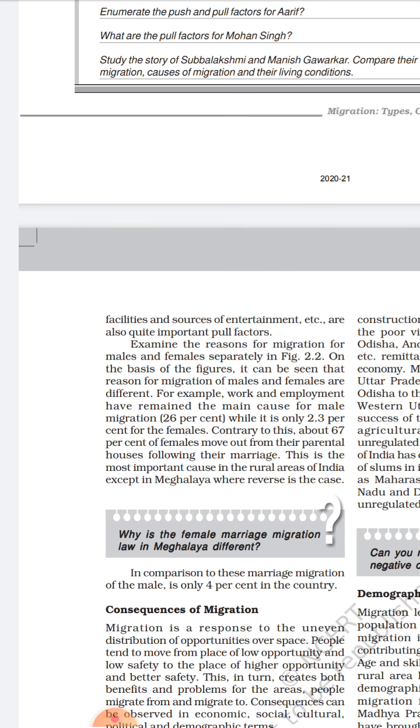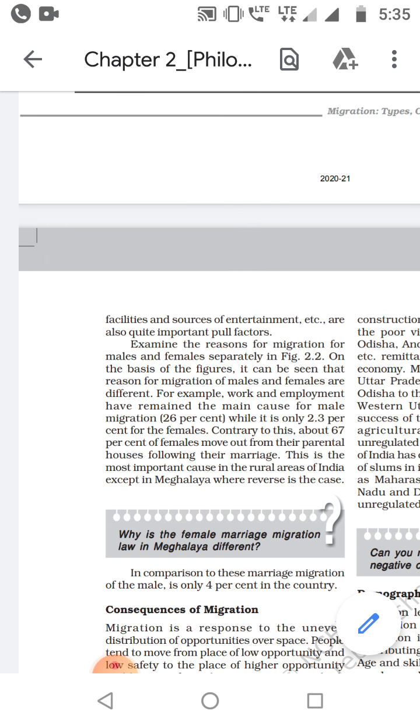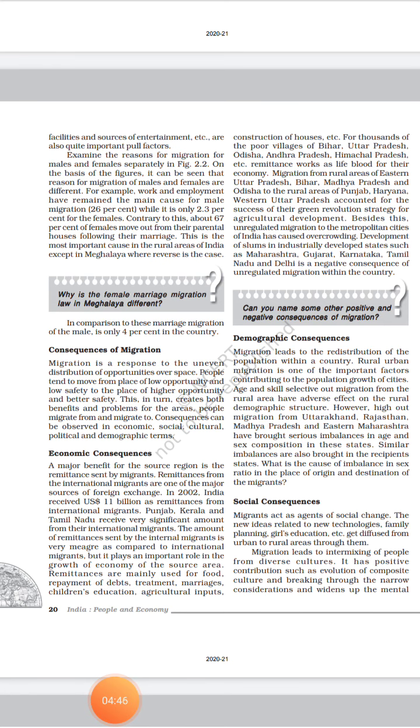65% of females move out from their parental house because of marriage, where there is an exception in India, that is Meghalaya. In Meghalaya there is a reverse case, where males move after marriage to the female's place. In our country, male migration because of marriage is only 2%, as compared to 65% for women. So what are the consequences of migration?